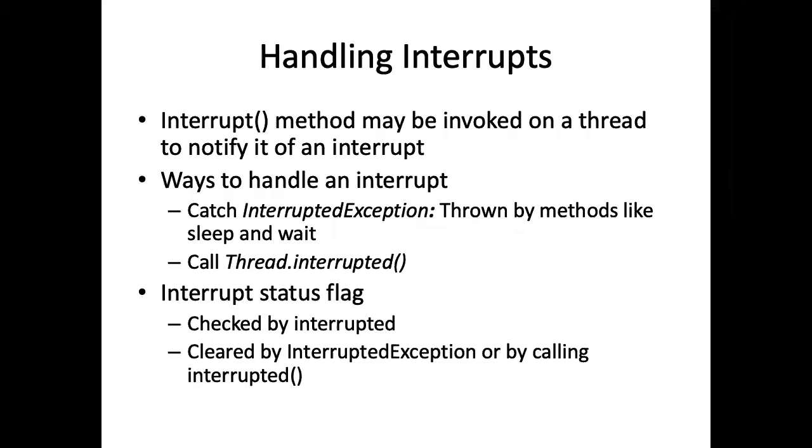Because sometimes threads can get into very intensive computations, and you would like to be able to stop them. So there's two ways that interrupt can be invoked in order to interrupt a thread. The interrupt method can be called on a thread. So another method can call t.interrupt, and it's supposed to notify the thread that it's interrupted.